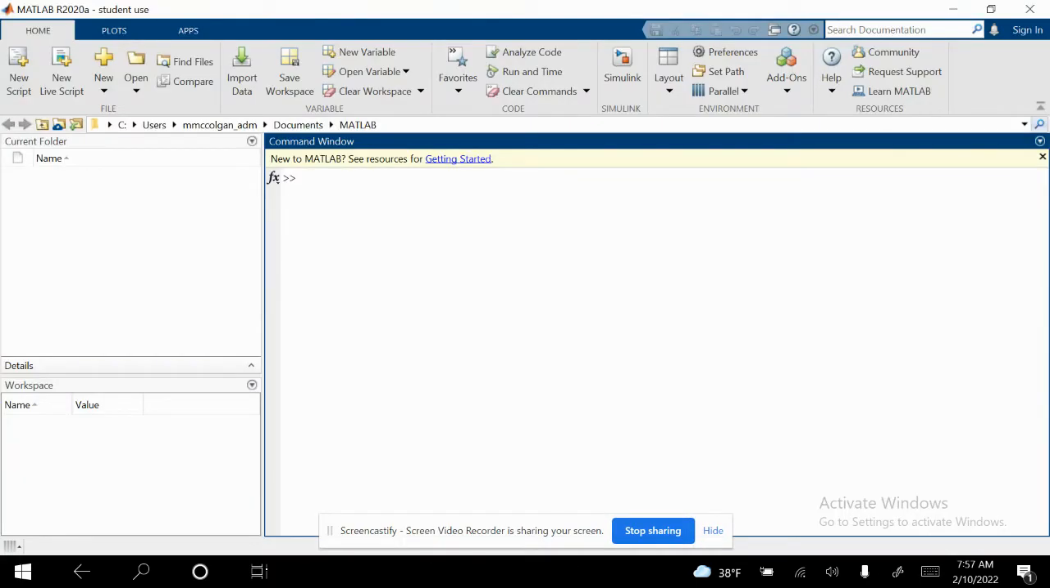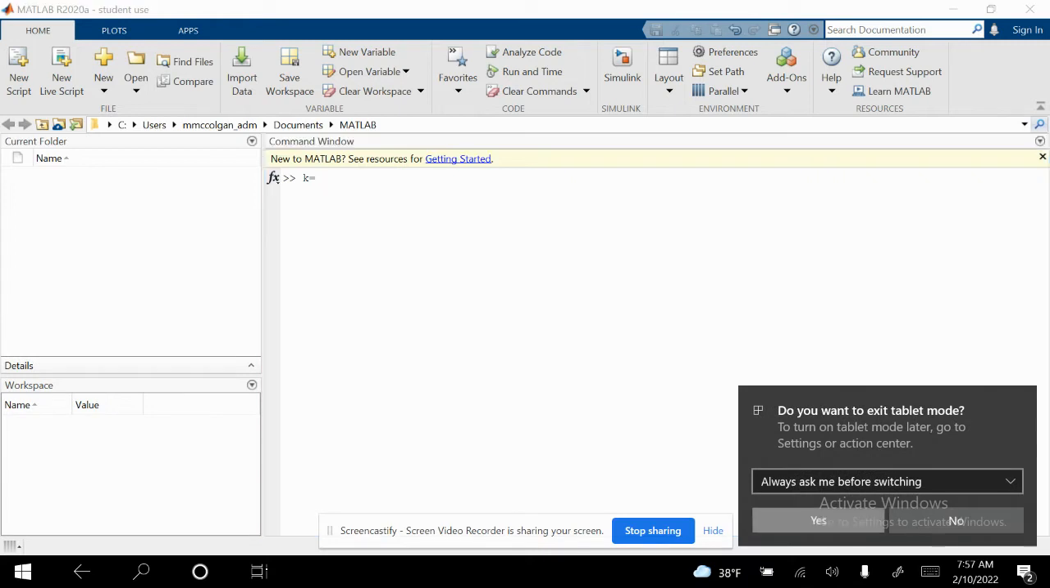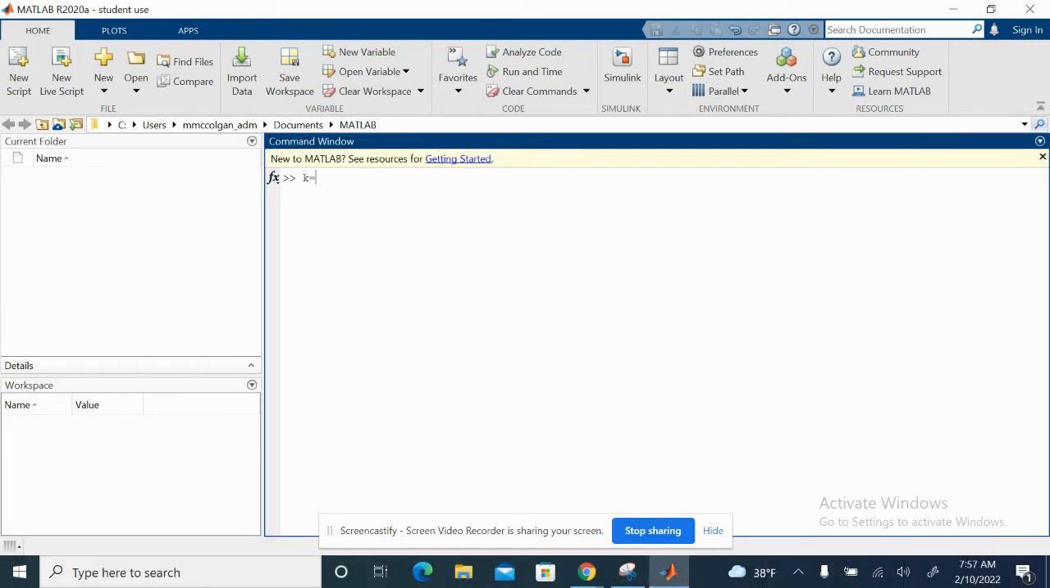Okay, to do the calculations, I'm going to have k equal to... K equals 9e to the 9th. R equals 0.1. Q equals 6e to the minus 3.